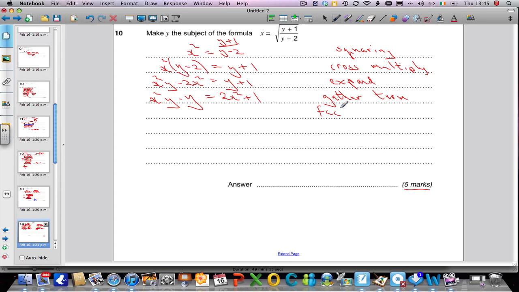Now we're going to factor out that y. So you get y times x squared minus 1 equals 2x squared plus 1. And then finally divide both sides by x squared minus 1. So we get y equals 2x squared plus 1, all divided by x squared minus 1. And that's it. Job done.